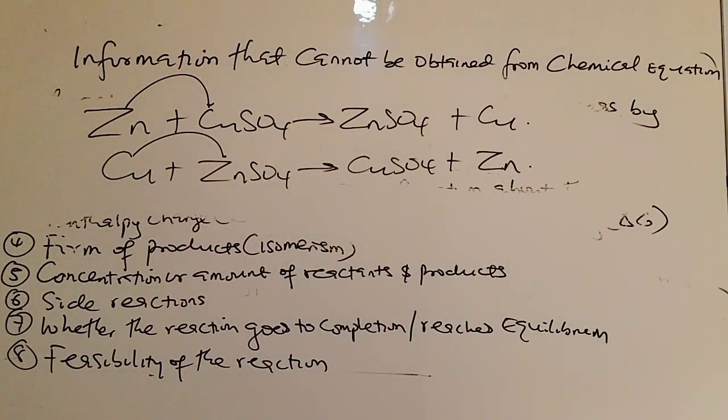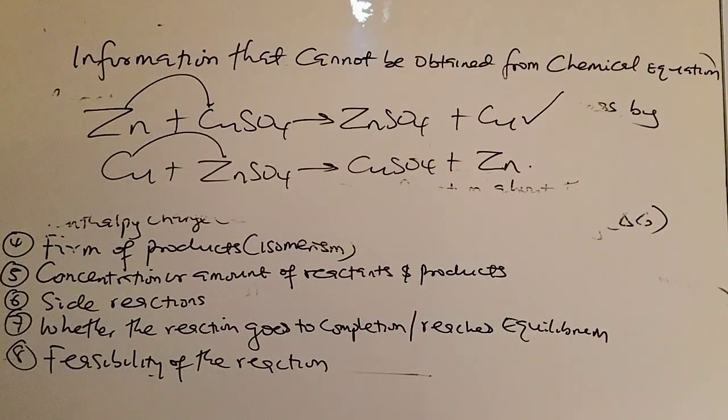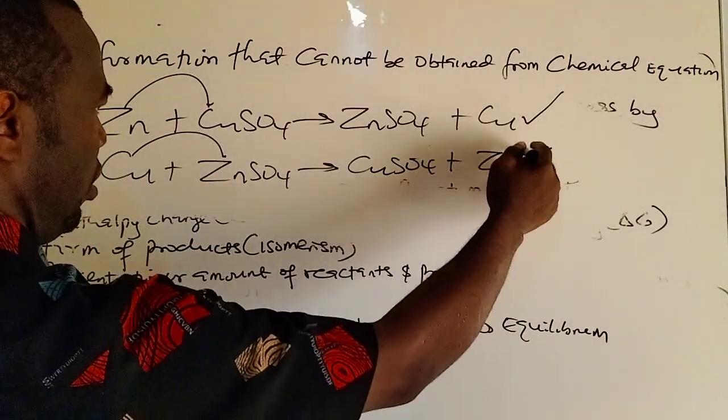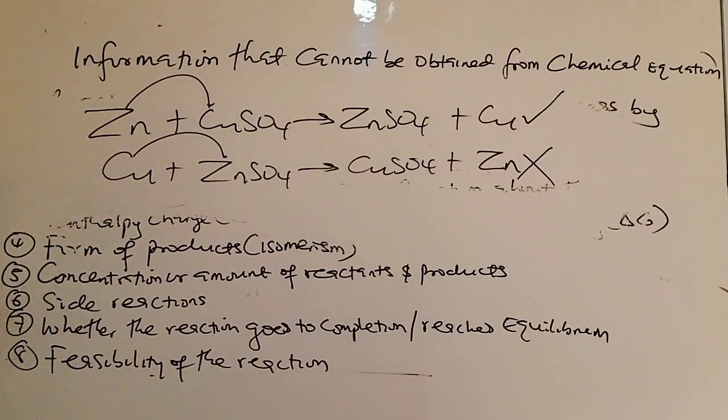So these two reactions are balanced equations. If you look at them very well, the atoms are all balanced on both sides. But one of the reactions we're seeing on the board is not feasible, it cannot take place. Only one of them can take place. The one that can take place is the first equation, but the second one cannot. So even though it's a balanced equation, it doesn't tell us whether it can take place or not.